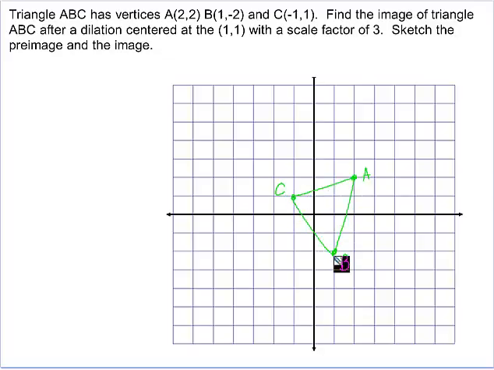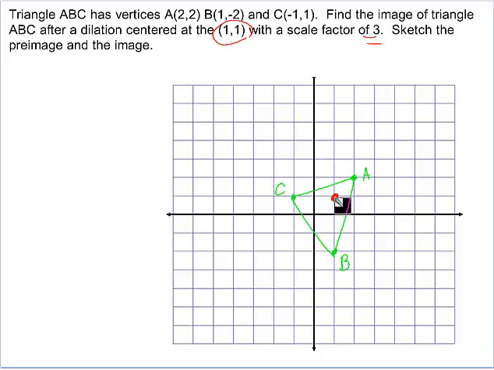This time, we want to find the dilation, which is now centered at (1, 1). So we are no longer centered at the origin. We're centered right here. There's our center. And it's got a scale factor of 3, which means we can't just multiply each of these by 3. Instead, we have to do it looking at the points.